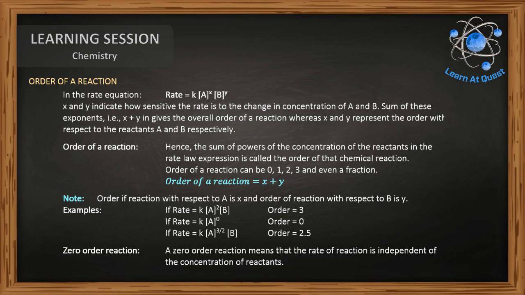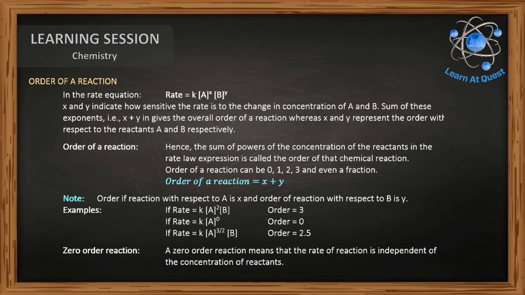In the third example, the rate is defined as K multiplied by concentration of A raised to 3 by 2 multiplied by concentration of B. Here, the exponent of concentration of the reactant A is 3 by 2 and the exponent of the concentration of reactant B is 1. Order, which is the sum of the powers of the concentration of the reactants in the rate law expression, here will be 3 by 2 plus 1, which is 5 by 2, that is 2.5. Hence, the order of this reaction, whose rate is given as K A raised to 3 by 2 B, is 2.5.